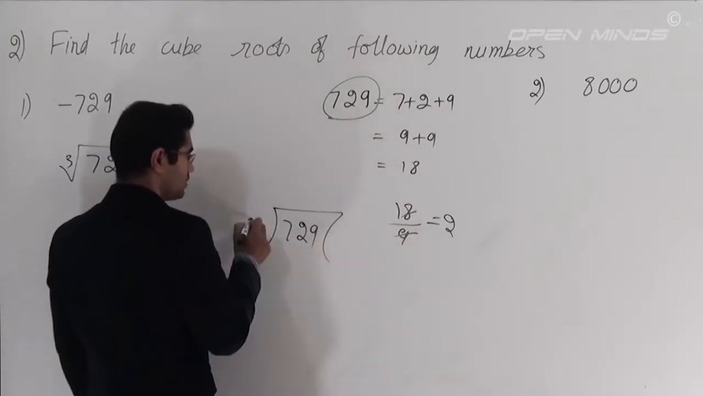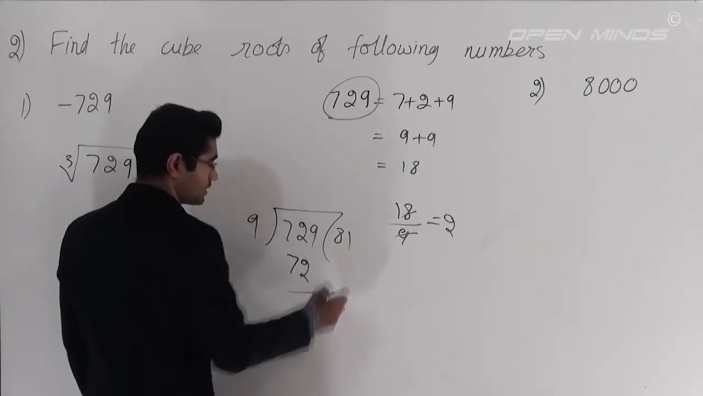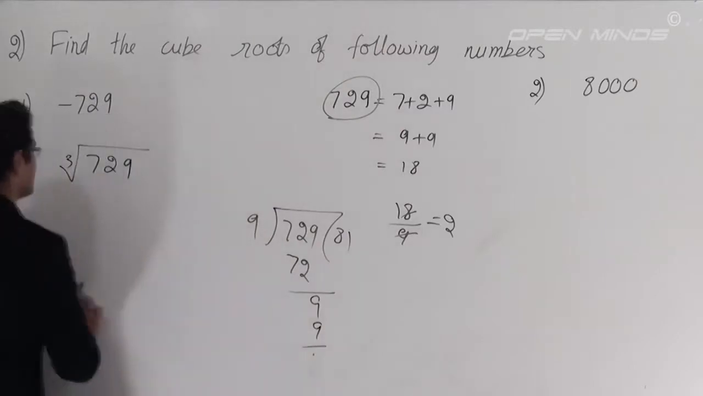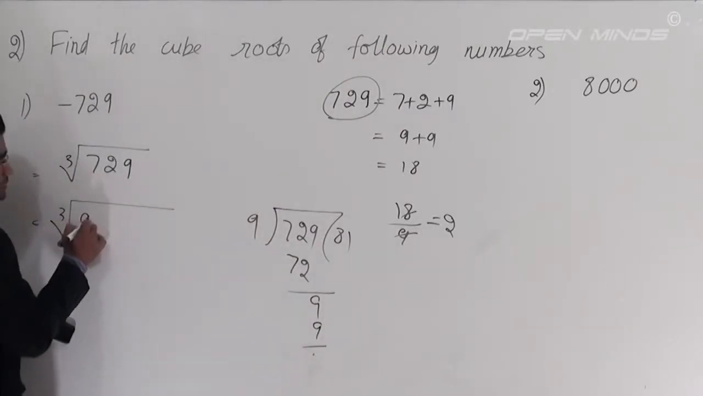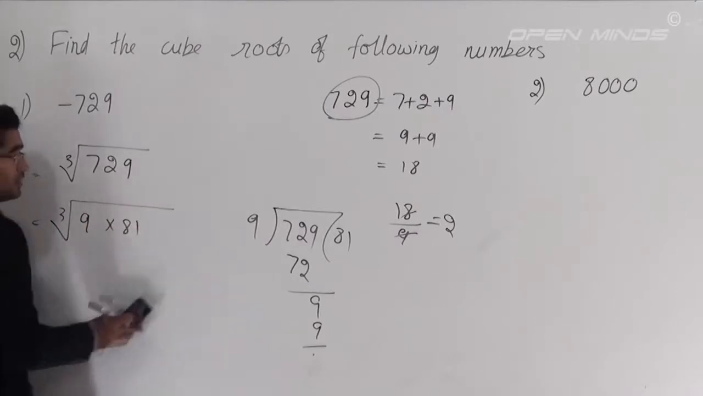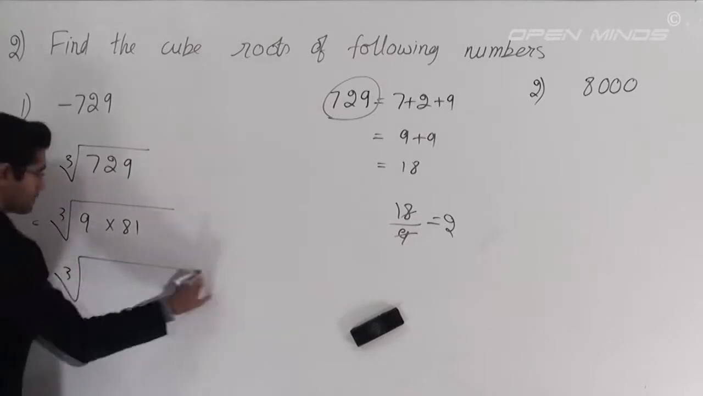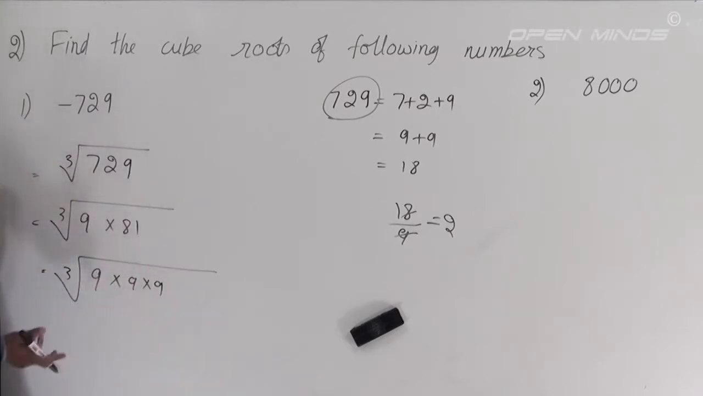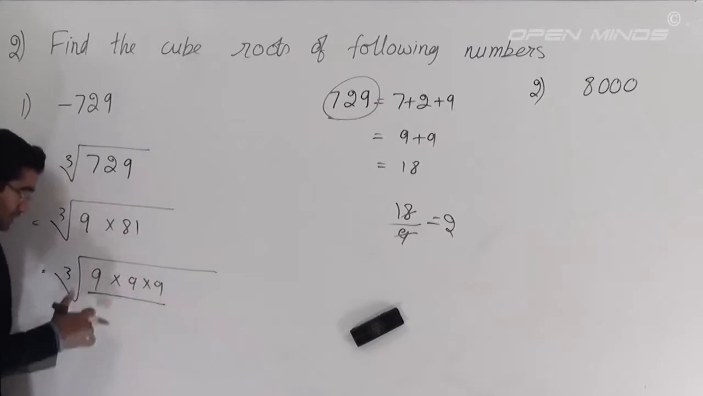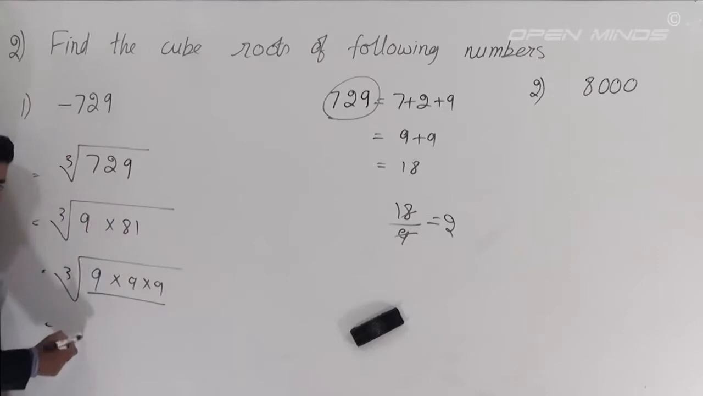729 divided by 9: 9 times 8 is 72, and bring this digit down. It's 1 nine. Cool. So this can be written as the cube root of 9 times 81. All right, good enough. Now can I write this as the cube root of 9 times 9 times 9? Yes, we can, because 81 is nothing but 9 times 9. Now I can take one of these out, because they're all the same numbers, 9 times 9 times 9. So when they all come out of the cube root, you get 9 as the answer.